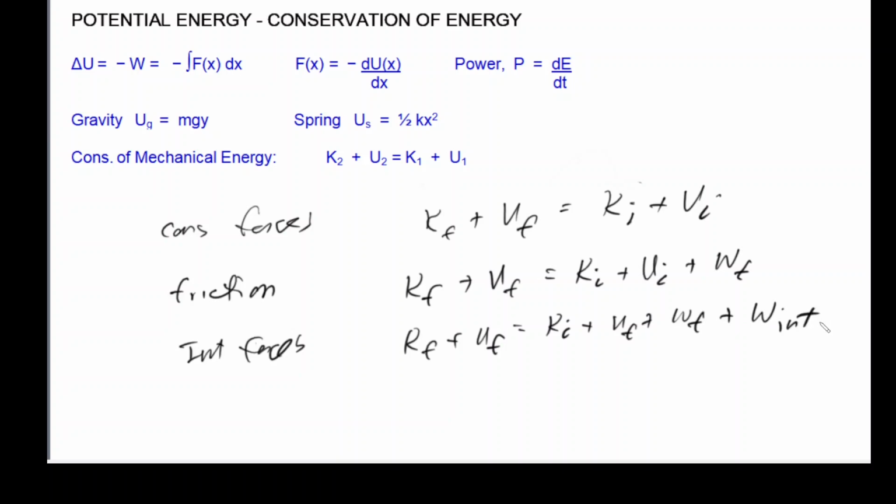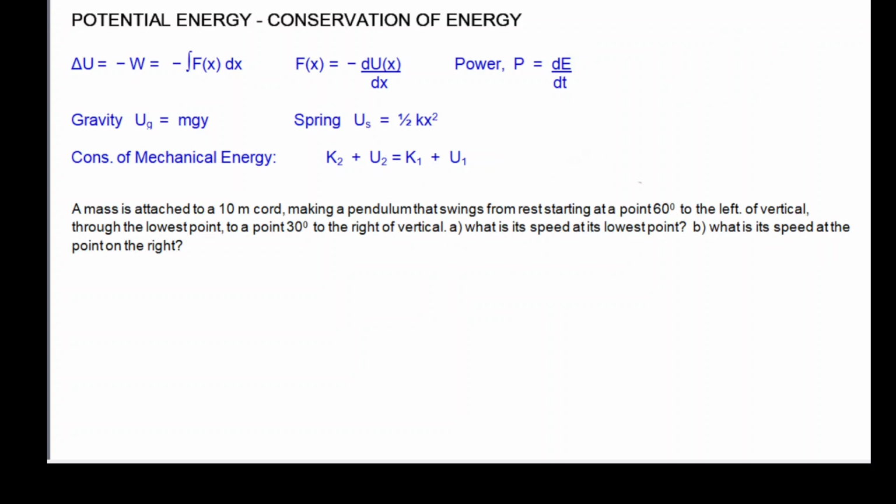Now let's do some problems. A mass is attached to a 10-meter cord, making a pendulum that swings from rest, starting at a point 60 degrees to the left of vertical, through the lowest point to a point 30 degrees to the right of vertical. What is the speed at its lowest point? What is the speed at the point on the right?